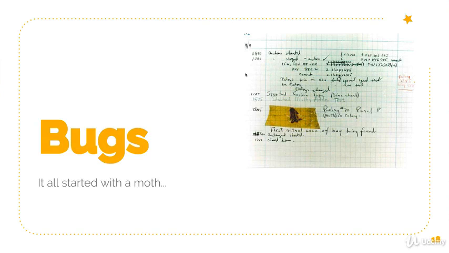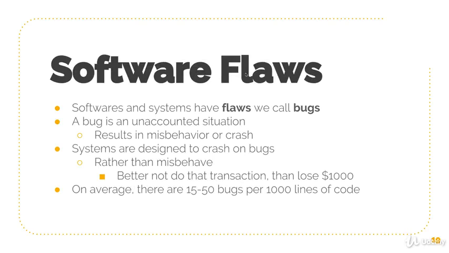To know how hackers hack, we first need to know bugs. As you can see in that photo, that's the photo of a moth that crashed the first computer. The computer actually used lamps that a bug got caught on and stopped the computer from working, and that's where the word bug comes from. So software systems have flaws that we call bugs. A bug is an unaccounted situation in a software, which results in a misbehavior or crash of that software.